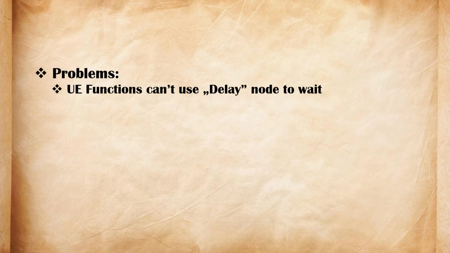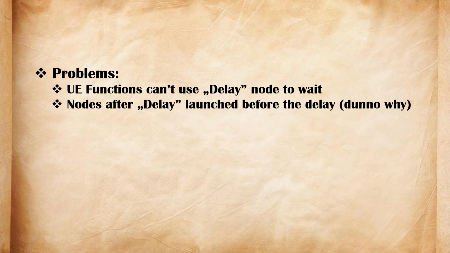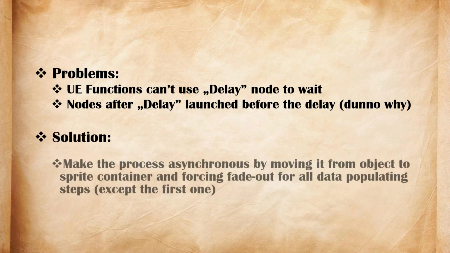Because I used functions, I couldn't use the delay node, which would allow me to just wait for the effect to finish. After changing the function into an event and adding the delay node, it still didn't work. For some reason, the fade-in node placed after the delay would launch before the delay. No matter what I did, I just couldn't get them to launch in the right order. But I wasn't going to give up. And so, after a walk, I came up with another idea. If I couldn't get the interactable object to handle the sequence, then why not have the sprite container do it?